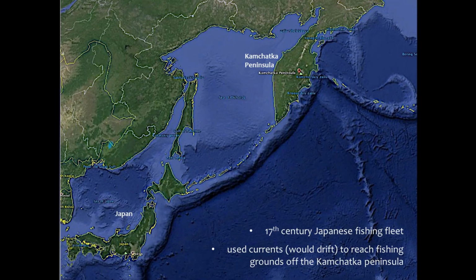In the 17th century, Japanese fishing fleets took advantage of a current that we find off the coast of Japan. This current is called the Kuroshio current. What they would do is drift in the current up to the really fish-rich waters off of the Kamchatka Peninsula that forms part of the easternmost portion of modern-day Russia.